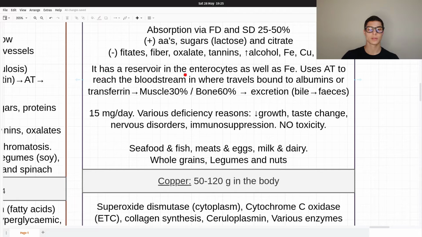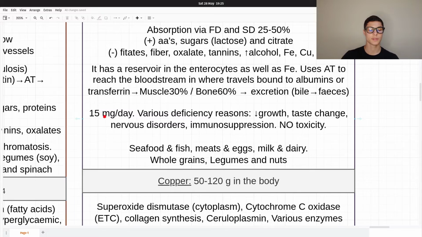It has a reservoir in the enterocytes as well as iron. It uses active transportation to reach the bloodstream, in which it travels bound to albumins or transferrin as well as the iron. And then it goes to the muscles in 30%, to the bones in 60%, and the excretion is through the bile and indeed with the feces.